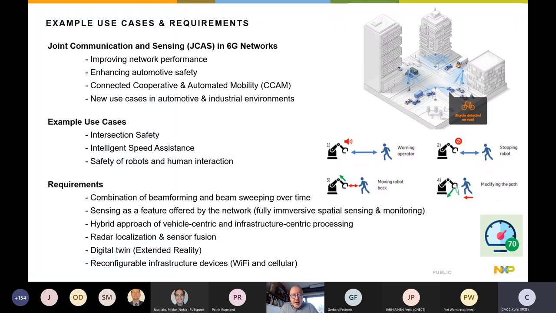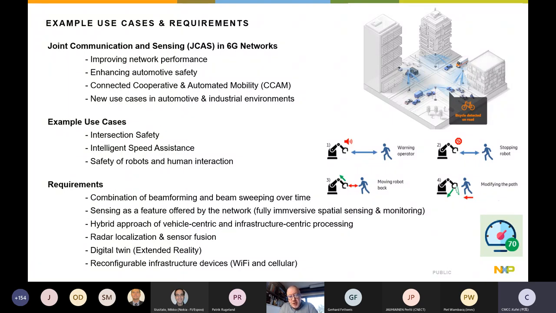A number of specific requirements that we clearly see towards this is the combination of beamforming and beam sweeping over time. Sensing should be a feature offered by the network with fully immersive spatial sensing and monitoring. We need a hybrid approach where some activities are more vehicle-centric while others are more infrastructure-centric. And we need to find the right trade-off of where the processing is taking place. Is it processing at the edge? Is it processing in a central processor in a certain car domain? Or is the processing done in the infrastructure around?